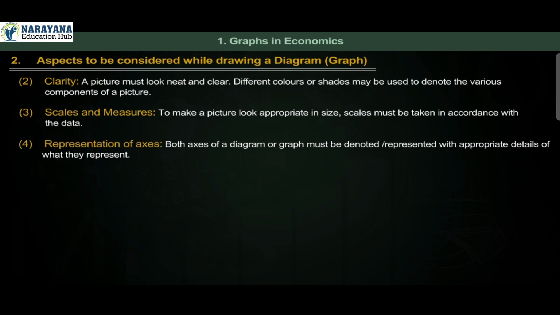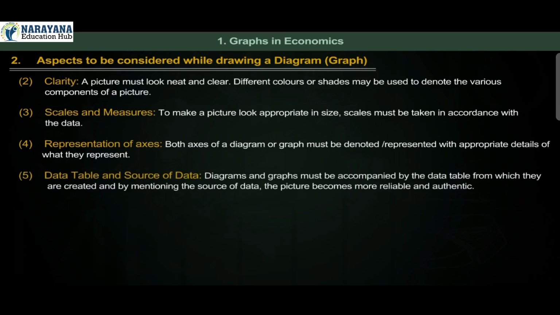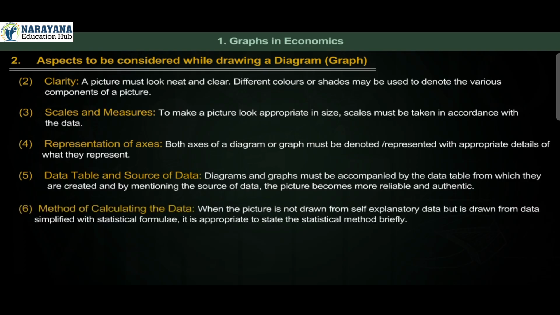Both axes of a diagram or graph must be denoted or represented with appropriate details of what they represent. 5. Data table and source of data. Diagrams and graphs must be accompanied by the data table from which they are created, and by mentioning the source of data, the pictures become more reliable and authentic.